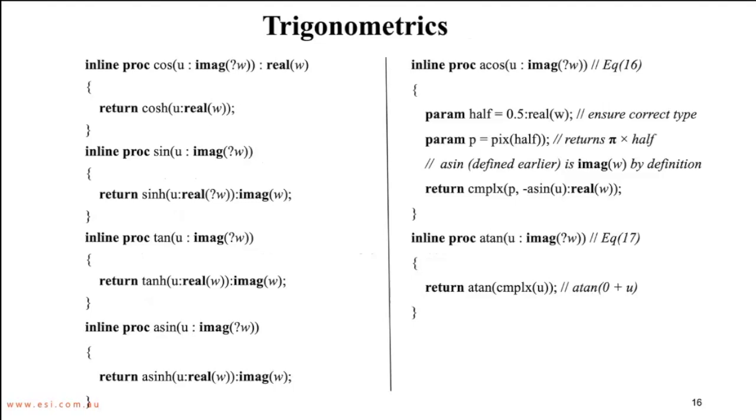The implementations are all pretty simple. Most of them are one-liners. Notice that in the last case we're returning the complex inverse tangent, and in the second last case we're also reusing that compile time procedure pix, which returns an appropriately typed value of pi times 1/2.